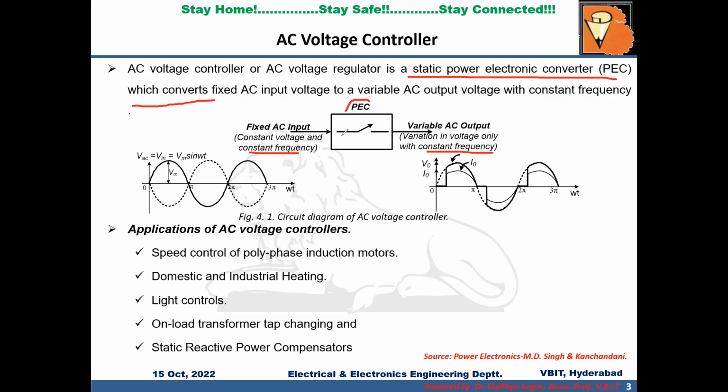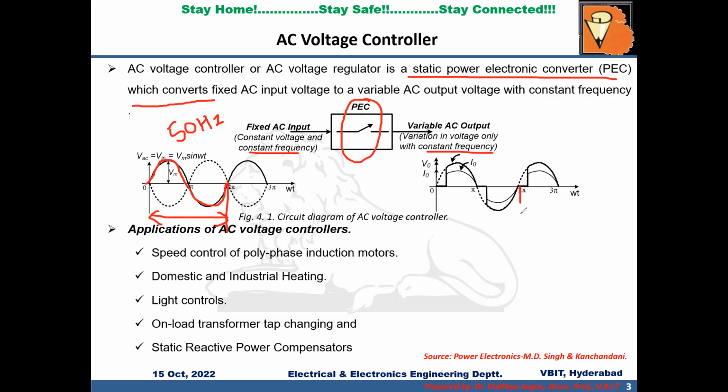And here you can see the power electronics converter, which may have one thyristor, two thyristors, or one thyristor and one diode, that will convert a fixed AC to a variable AC with variation in voltage with constant frequency. Now in India, the standard supply frequency is 50 Hz. So to complete one cycle, 1 by 50 means 20 milliseconds. So in 20 milliseconds, there will be one complete cycle at the input side.